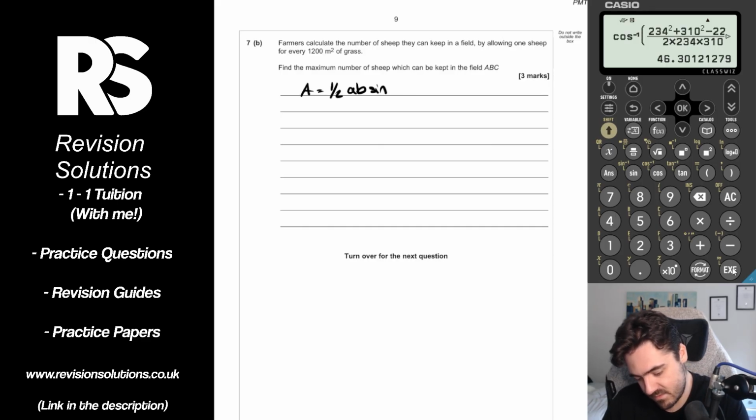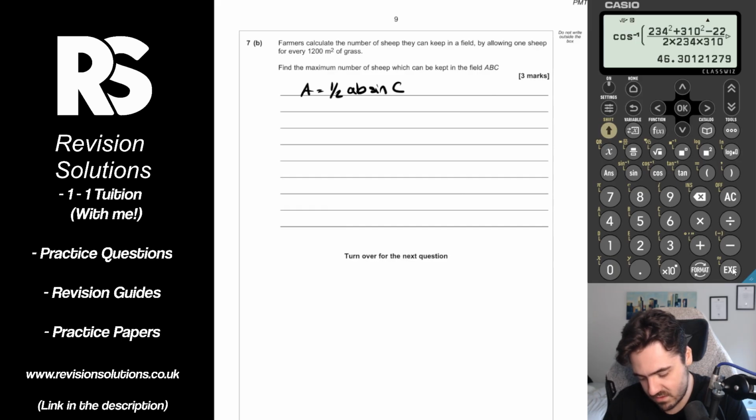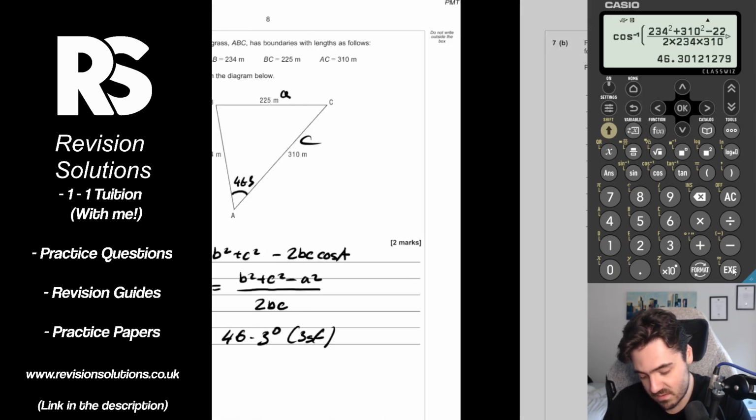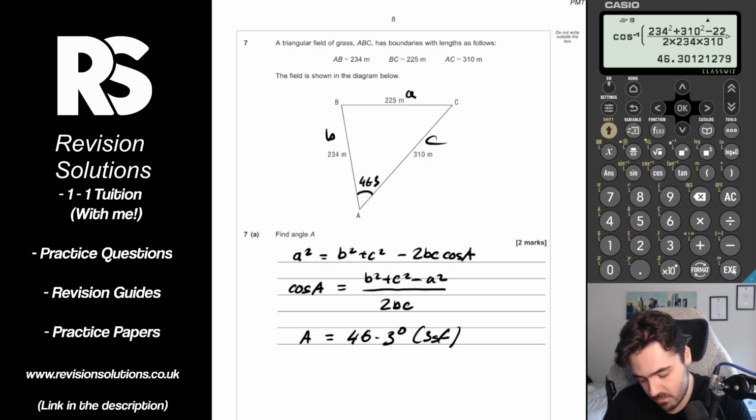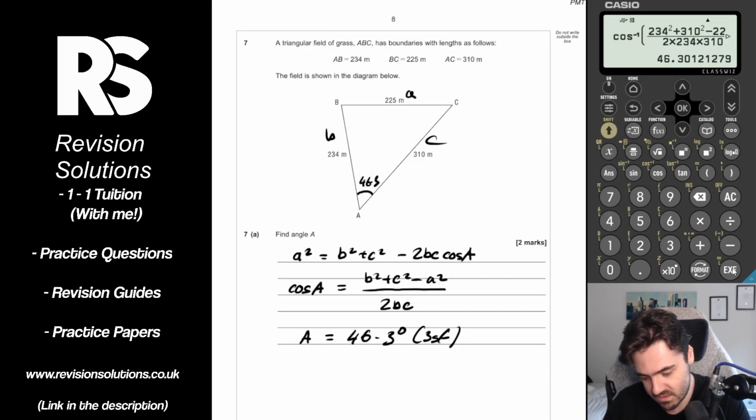As we have the angle between two known sides, we have this angle between these two sides here. I've labeled the sides differently; this is just how I remember the sine rule. A and B are the sides either side of the angle we know, and C is now the 46.3.